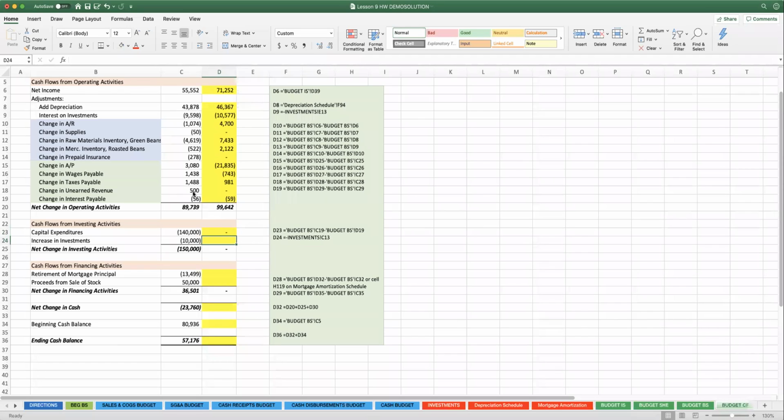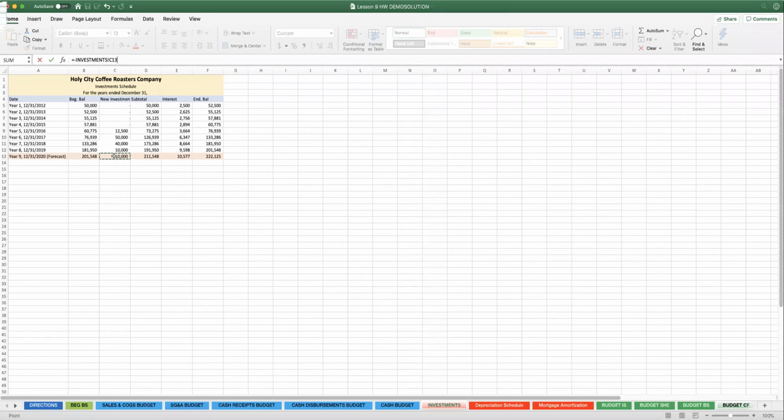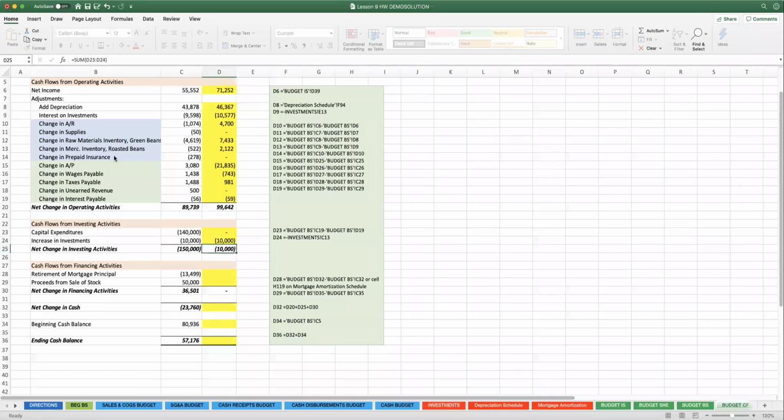Okay, then the increase in investment, you gotta be careful here because we already picked up the increase that was due to the interest on the investment right there. The only thing you wanna pick up here is money, cash that we've spent, right, to increase the amount of investments that we have. And we did spend another 10 grand this year, 2020. So equals then negative sign, go to investments, grab that 10 grand we put in, okay? And there you go. Okay, that's it.